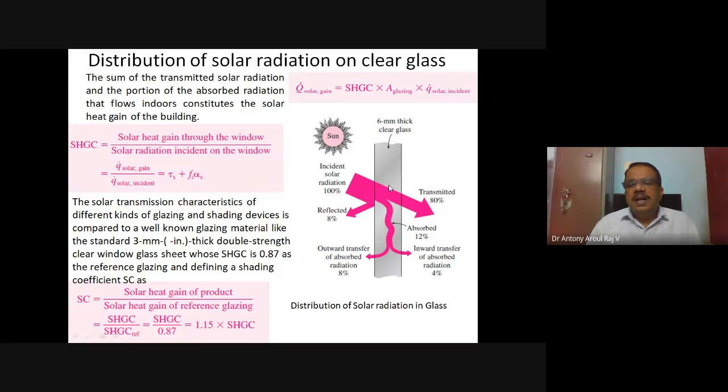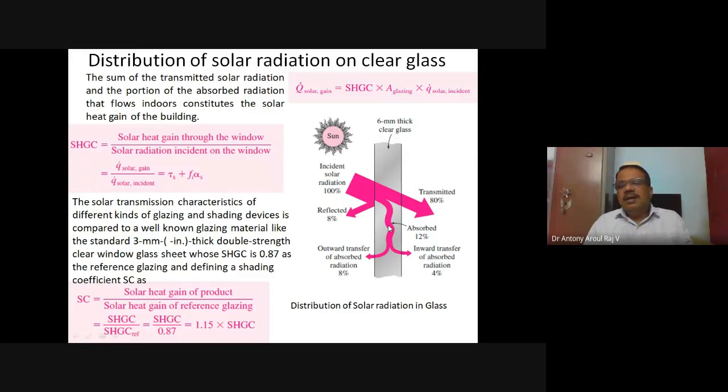When the temperature of the glass rises, what happens? Inside you will have a conditioned space, that is, the air conditioned room. Outside you will have the ambient atmosphere. So mostly inside you will have a lower temperature compared to the atmosphere, around 24 or 25 degrees inside the conditioned space. The absorbed heat will raise the temperature of the glass.